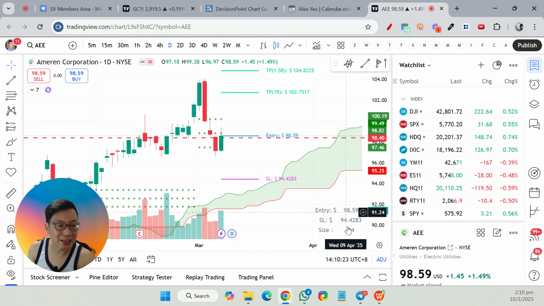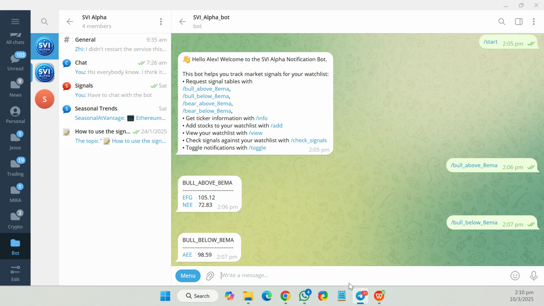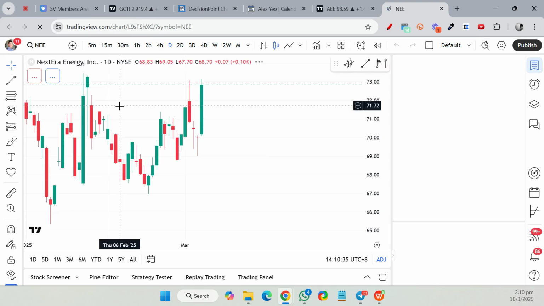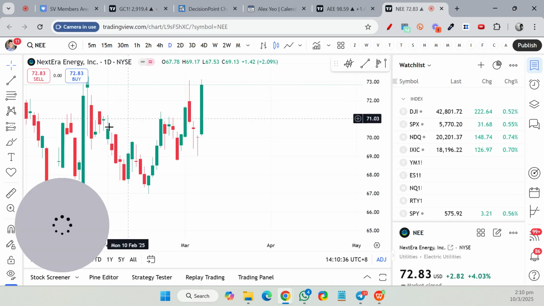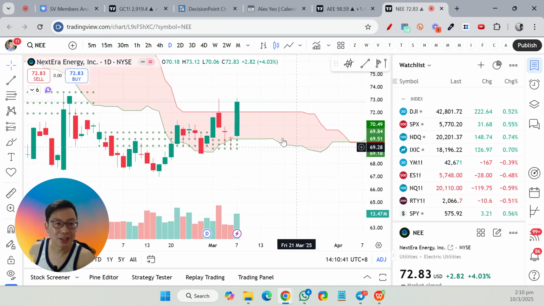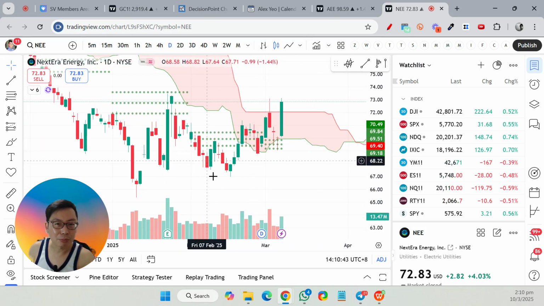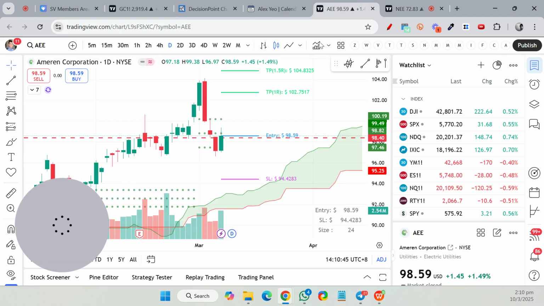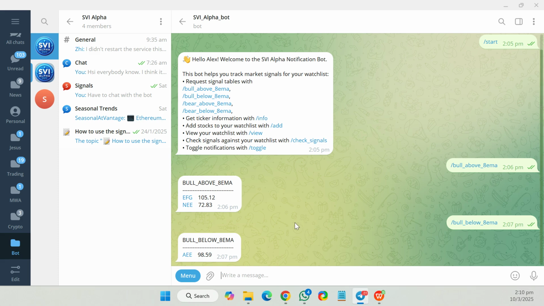So this is AEE that I am looking at. The other one previously was above 8 EMA, like the NEE. This is also a utility stock, but I'm not so keen on this. Looking at the price action, I prefer the AEE. So this is my preference, based on the bot.